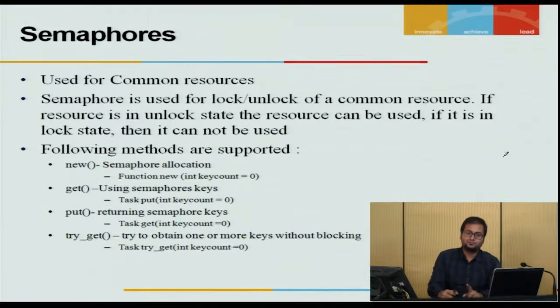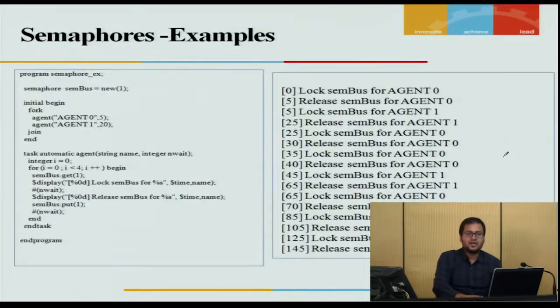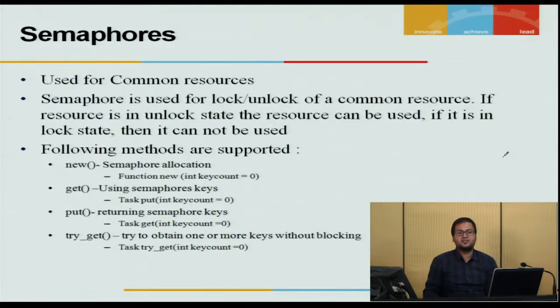One is new. New basically will create a semaphore handle. Then get is used to get a semaphore key, and then there's the task put, which puts keys back to the semaphore. Then there's a return of semaphore keys. And try get is again a non-blocking way to get the semaphore keys. Try put is the blocking way to get the semaphore.